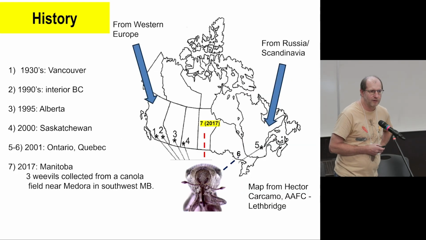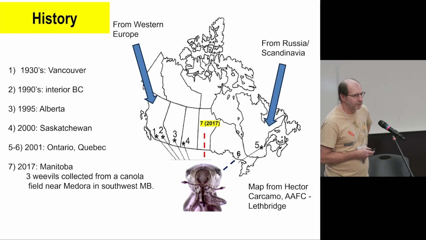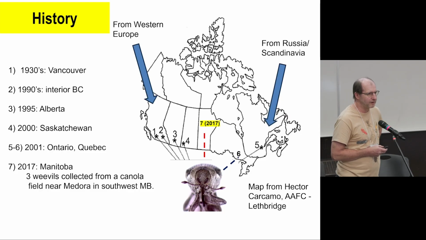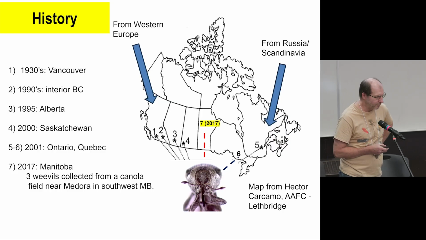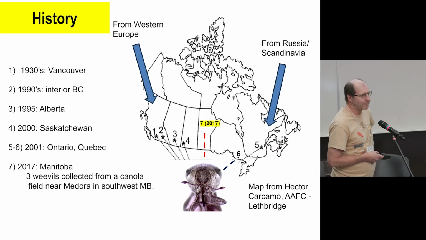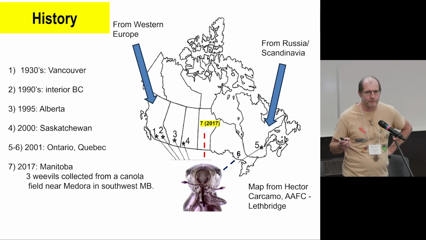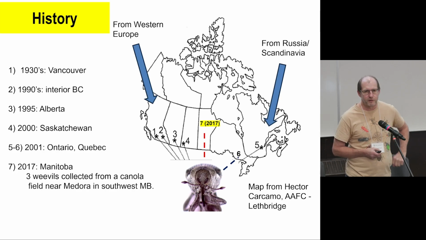So as the name might imply, seedpod weevils feed on seeds, in this case seeds of brassicaceous plants, including canola, which is why they are a problem. Now, cabbage seedpod weevil is not native to the Canadian prairies or to North America. There have been two separate introductions of this insect.